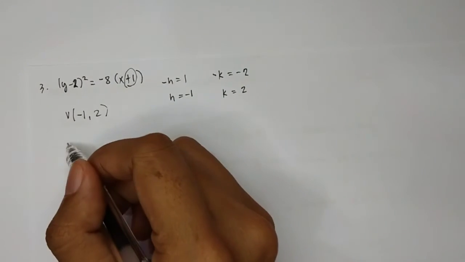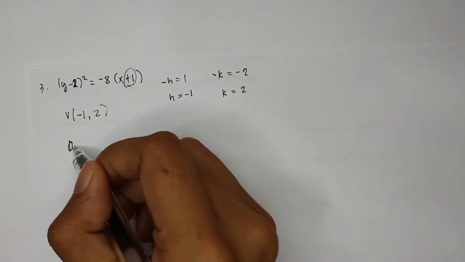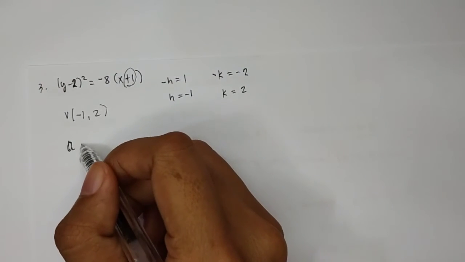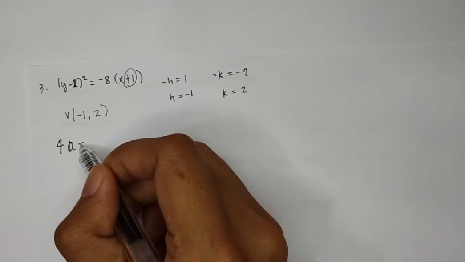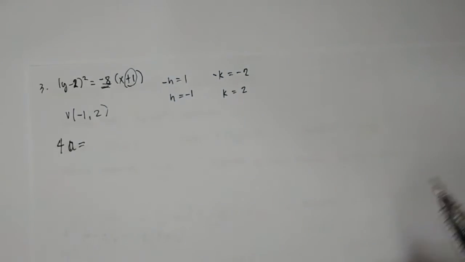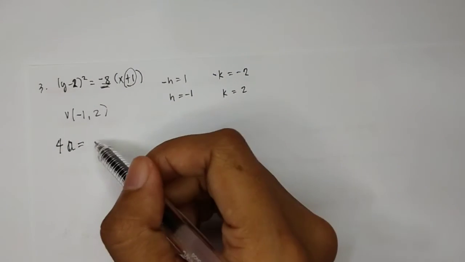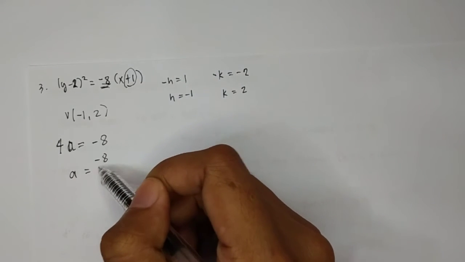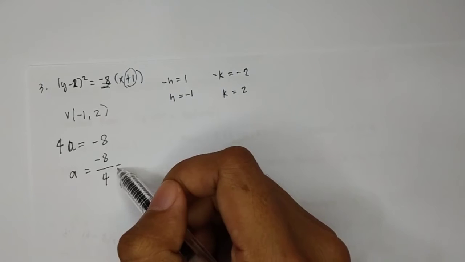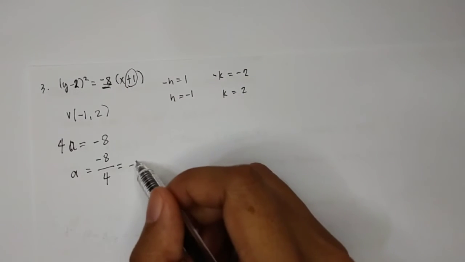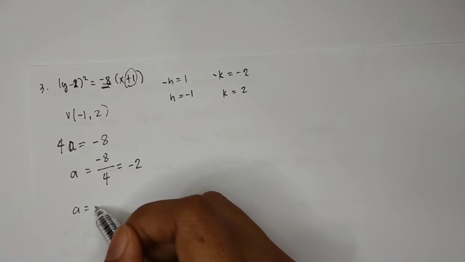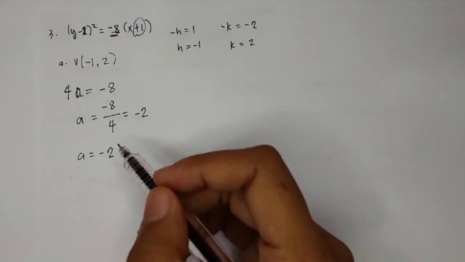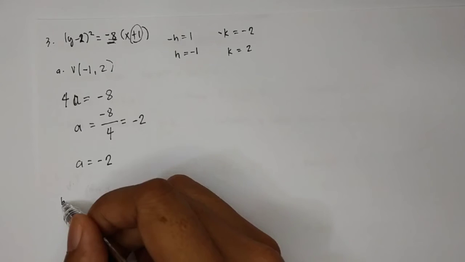Ang focus naman natin, okay, solve muna natin ang A bago tayo makasolve sa focus. So, yung A natin, dapat 4A siya. Yan yung length ng latus rectum, 4A. So, since negative 8 siya, A is equal to negative 8 divided by 4, that is negative 2. So, ang A natin is negative 2. Okay, so meron na tayong vertex, meron na tayong A. So, let's solve for our focus.